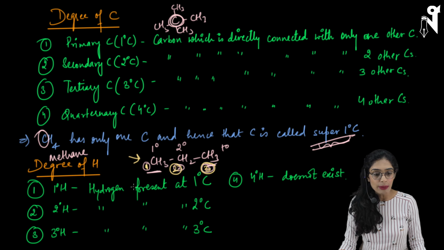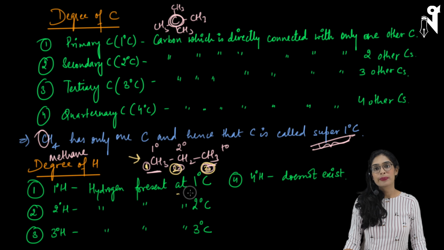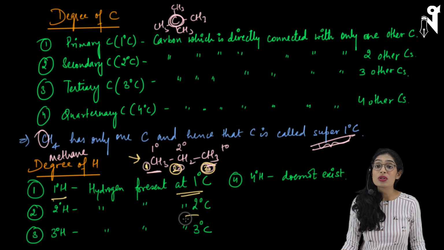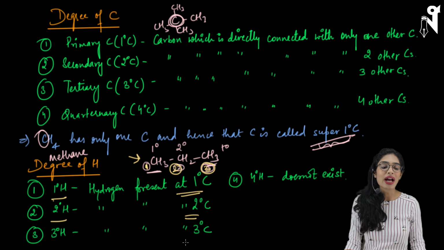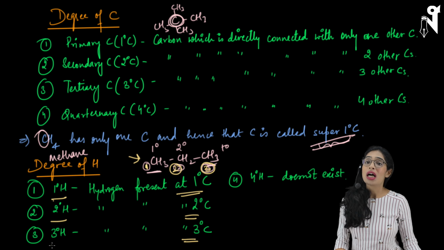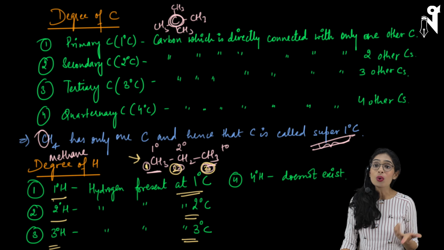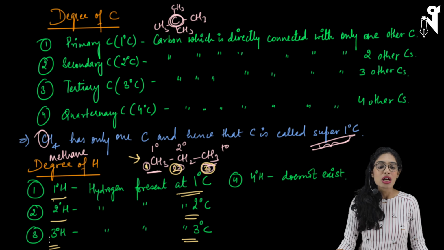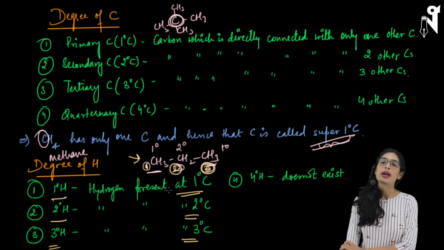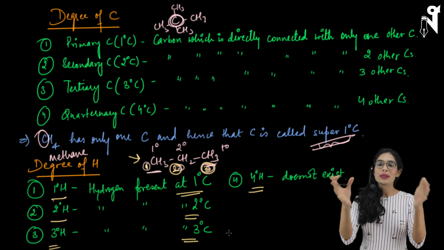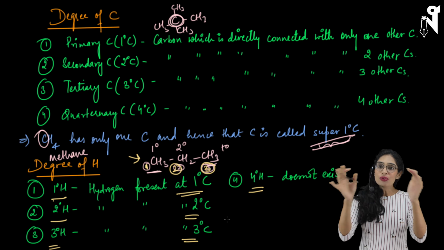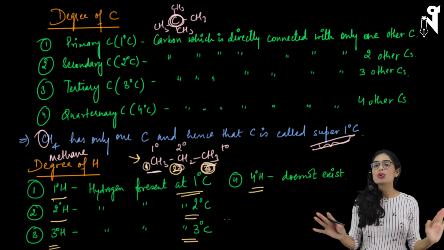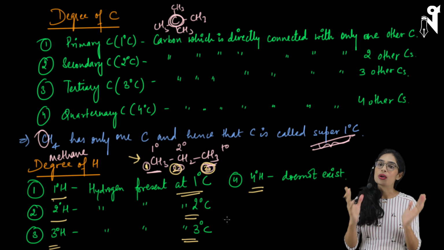So hydrogen present at a primary carbon will be called primary hydrogen. Hydrogen present at a secondary carbon will be called secondary hydrogen. Hydrogen present at a tertiary carbon will be called tertiary hydrogen. But will the quaternary carbon have any hydrogen in it? No, because all four bonds have been linked with carbons. So there will be no hydrogen. That means there is no such term as quaternary hydrogen, because carbon can maintain only four valencies, and when all four valencies have been linked with carbon, there is no scope of hydrogen being there. Hence there is no way you can have a quaternary hydrogen.